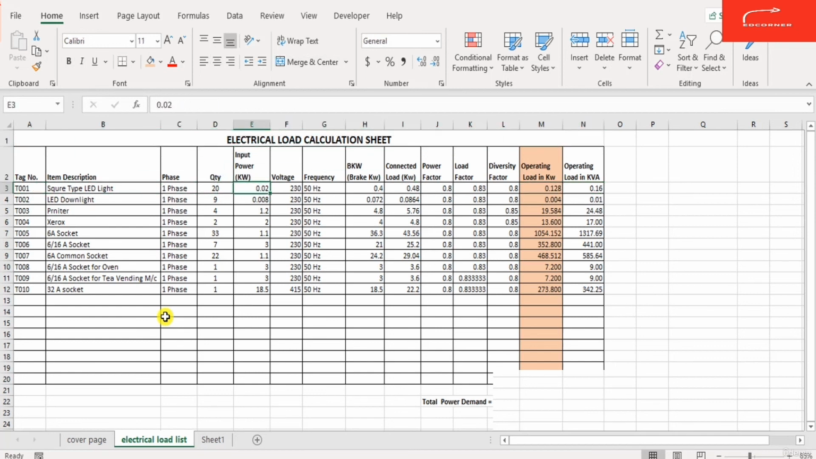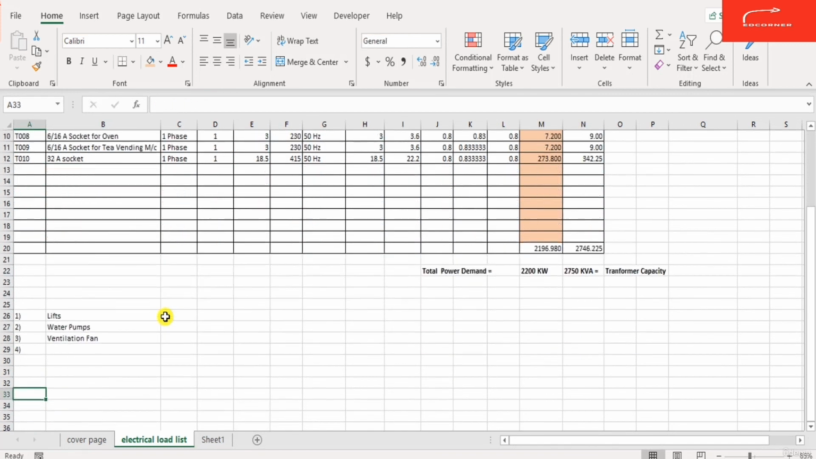This is the calculation sheet we have done, and by calculating each and every factor, we can calculate the operating load required for a certain office or a certain area. And this is the generalized equipment we have taken, like lifts, water pumps, ventilation fans. By calculating the power demand required by these common equipment like lifts, water pumps, ventilation fans, we can also calculate the entire tower power demand required.